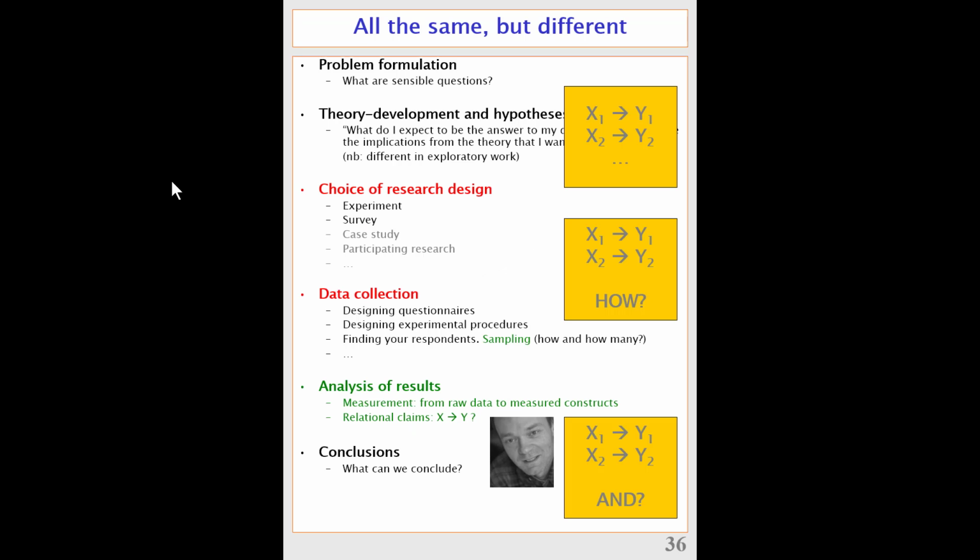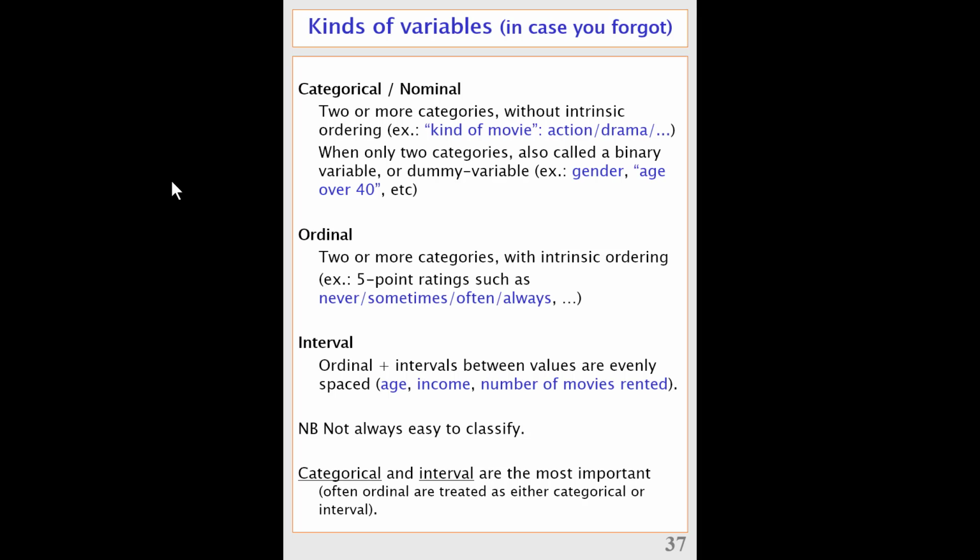I'm going to skip this one for now. These are three that you should have had before. And the most important ones are the one on the top and the one over there. So one variable type is something that's called categorical or nominal. That's something that has two or more categories without an intrinsic ordering in it.